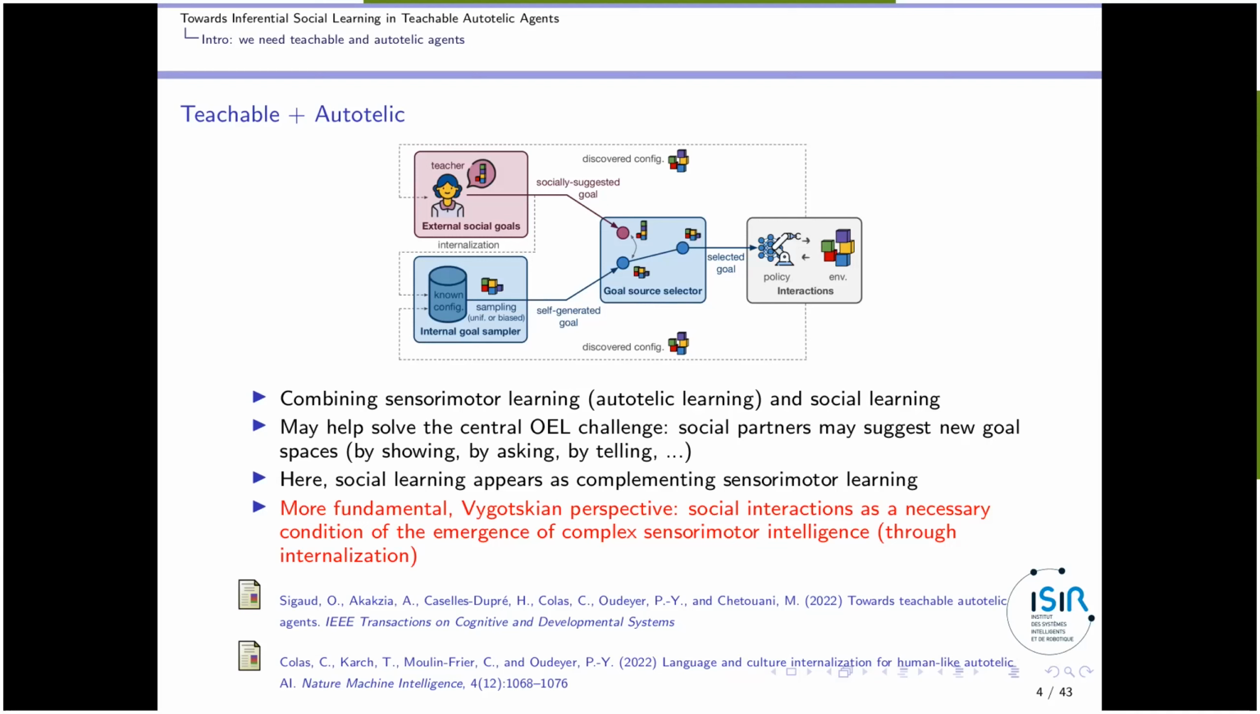Okay, I must say that in the perspective that I am drawing here, social learning just appears as complementing sensorimotor learning for an autotelic agent. But there is a more fundamental Wittgensteinian perspective, that social interaction could be a necessary condition for the emergence of complex sensorimotor intelligence. And that's the kind of work that is mentioned in Cedric's and Pierre's recent work, for instance, that paper. Okay, but I won't go further in that direction in this talk. I will just adopt the view that social learning may complement sensorimotor learning.